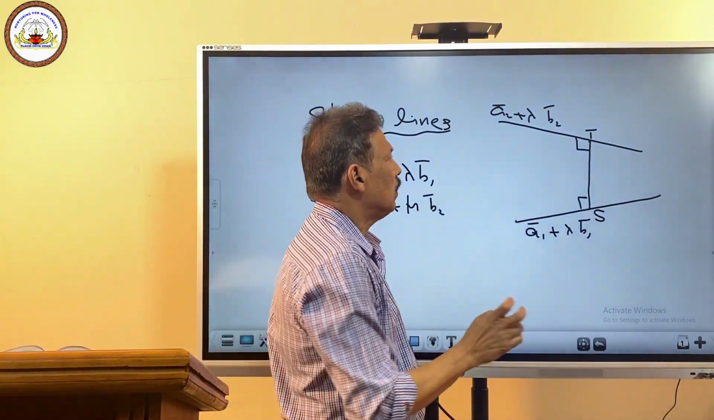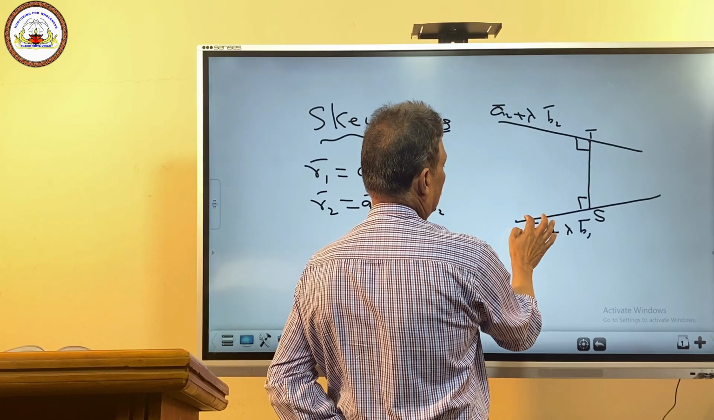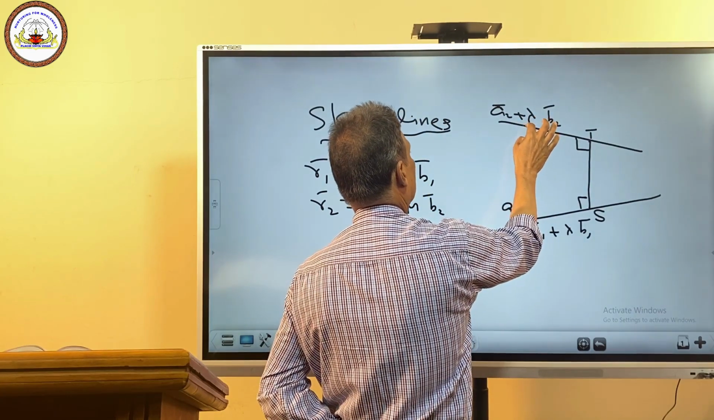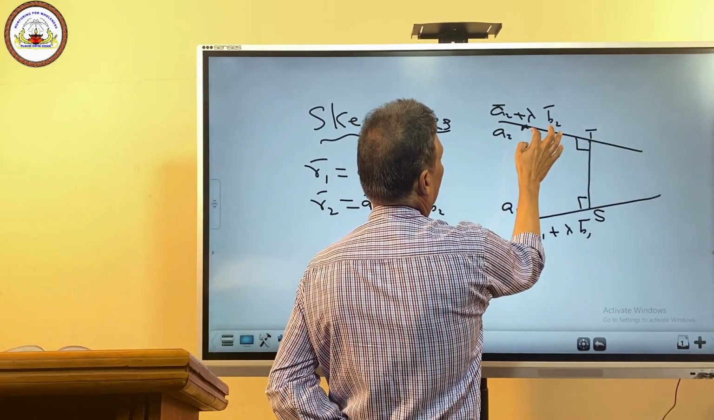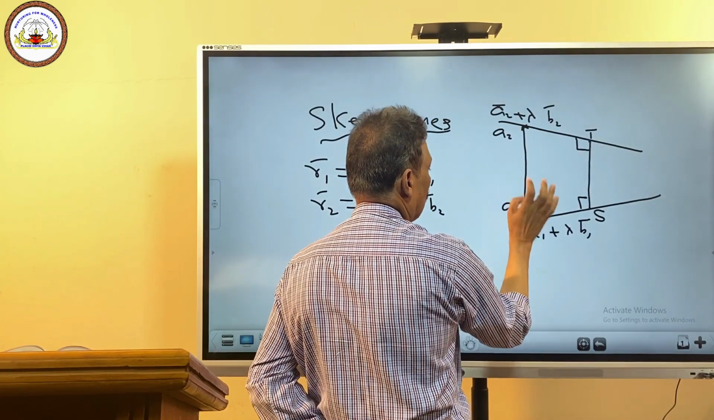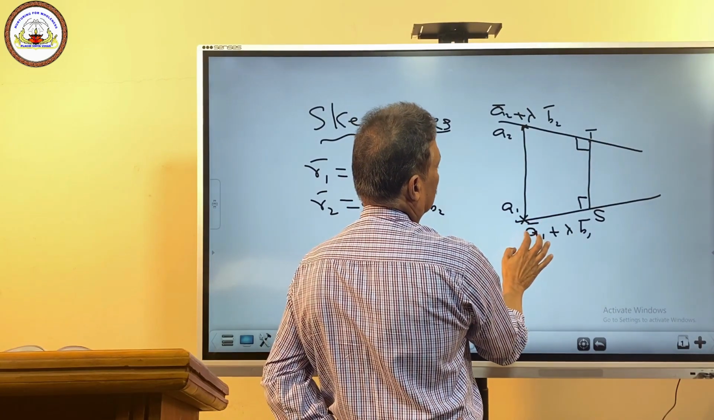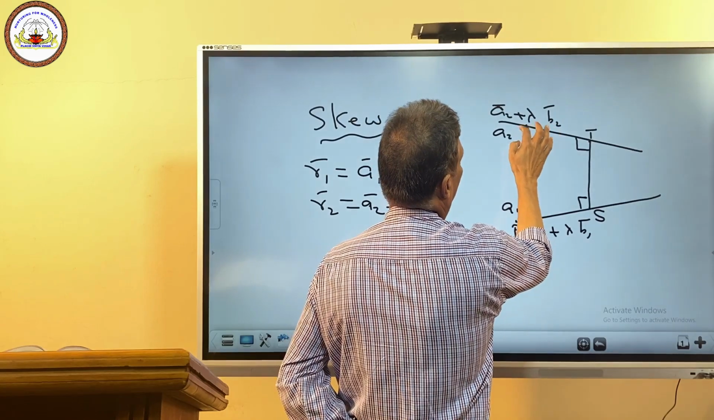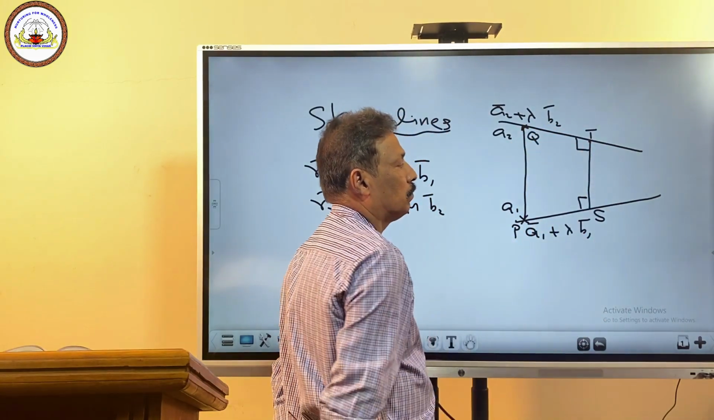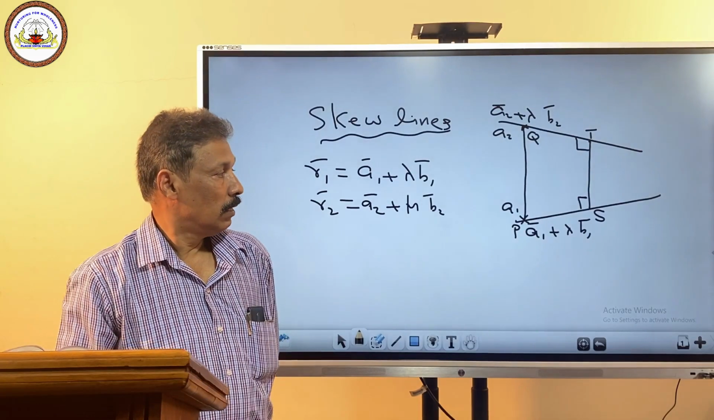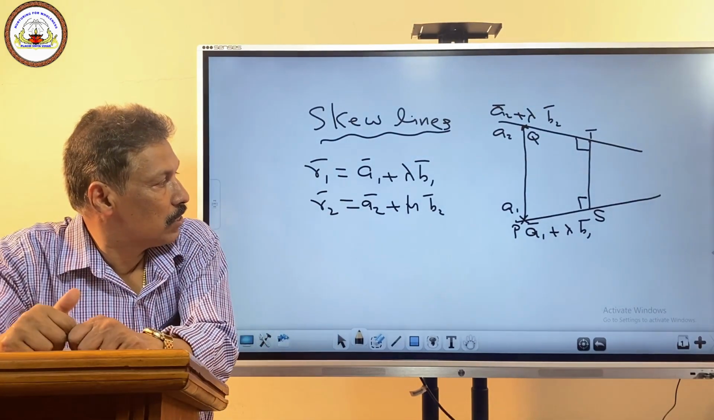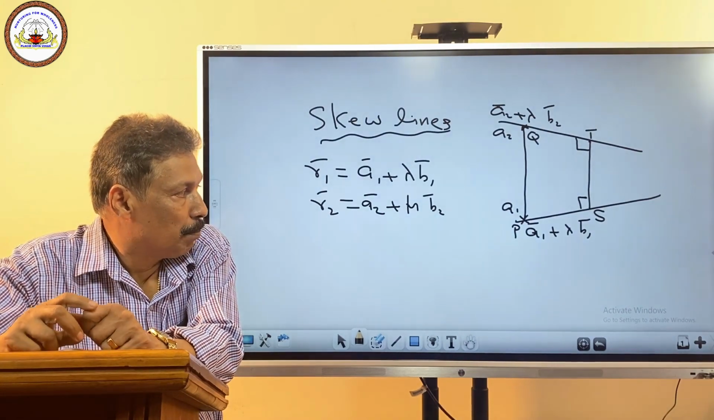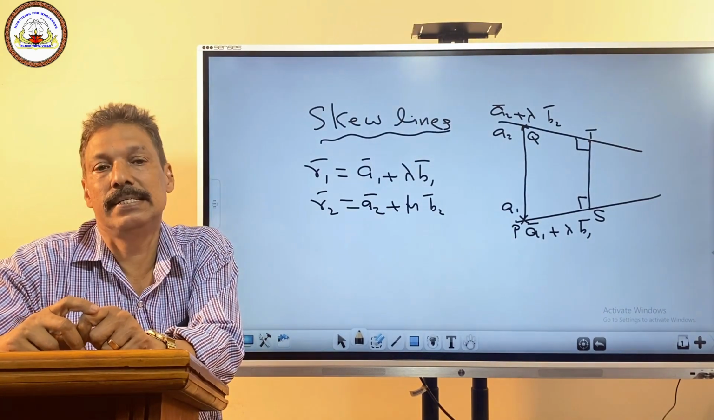The first line passes through a particular point, A1. The second line passes through another point, A2. We can join A1 and A2. A1 we simply take as point P, and A2 we simply take as point Q. The shortest distance between the given lines is the projection of PQ on ST.